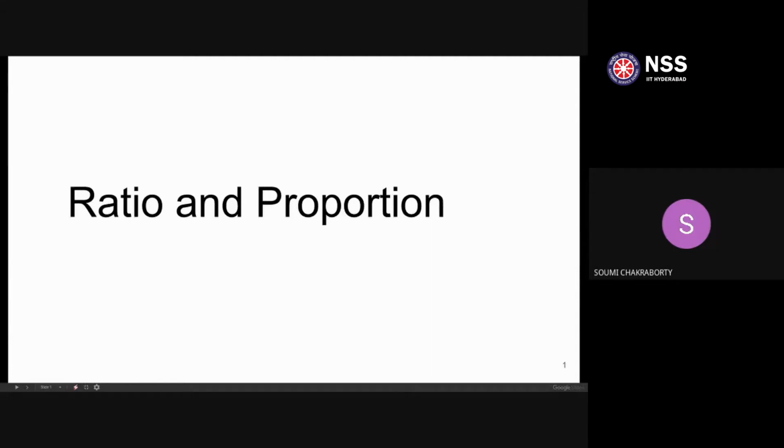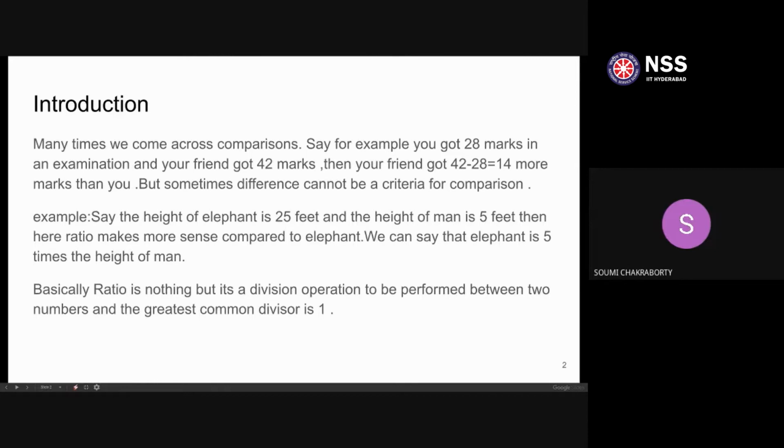Okay, today we'll be learning about ratio and proportion. Many times we come across comparisons. Say, for example, you got 28 marks in an exam and your friend got 42. Then your friend got 14 marks more than you. But sometimes a difference cannot be a criterion for comparison.